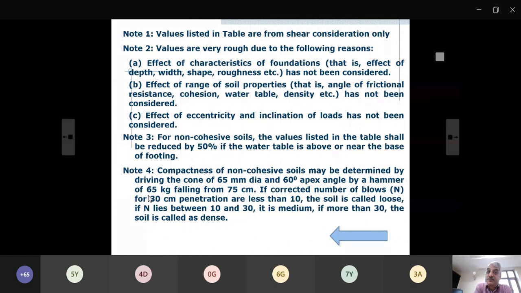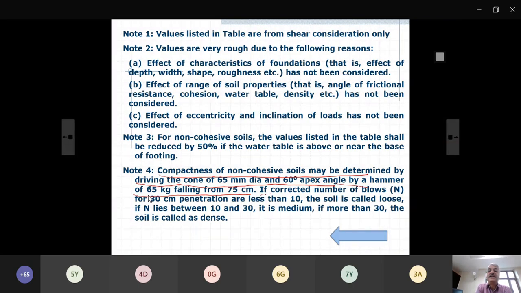Second thing, some place it was written compact, loose and all. What is meant by that? It says the compactness of non-cohesive soils may be determined by cone penetration test, driving the cone of 65 mm dia and 60° apex angle. This is standard cone penetration test size. Power of 65 kg falling from 75 cm. This is used in cone penetration test, dynamic cone penetration test.